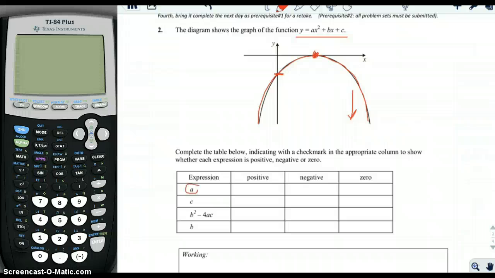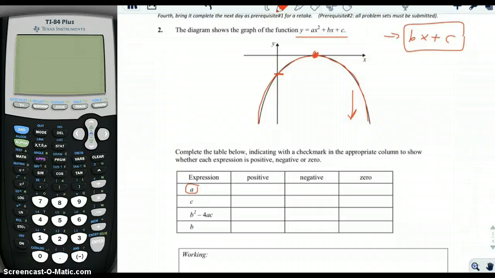First it asks us about A. And remember when we did the investigation, we saw that A controls the direction of the parabola, whether it opens up, whether it opens down, whether it opens wide, whether it opens skinny. In this case, it's not asking us if A is big or small, it's just saying, is A positive, negative, or 0? Well, A can't be 0, because if A was 0, that would mean that instead of having a parabola, you would have a line. Because if A was 0, there would be no x squared, and with no x squared, you do not have a parabola, you have a line.